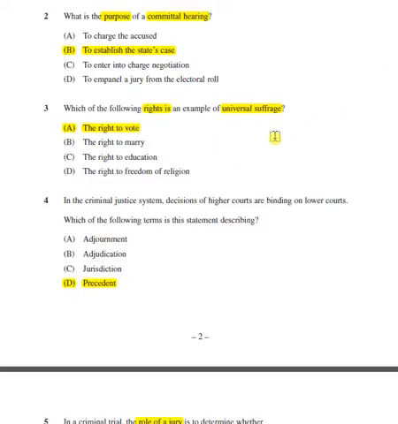Question 3 is very straightforward again: which of the following rights is an example of universal suffrage? Keyword there, universal suffrage. This should be very familiar to you, and you should know that it's universal voting. So it is a right to vote.